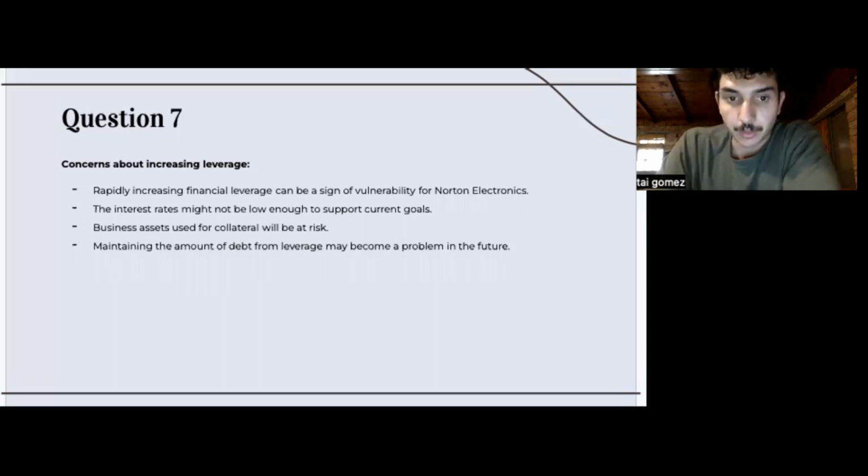And another point that I'd like to gloss over is increasing leverage can also be a sign for investors to maybe stay away from the company because it may be putting on more risk for those investors and they may want to look elsewhere.